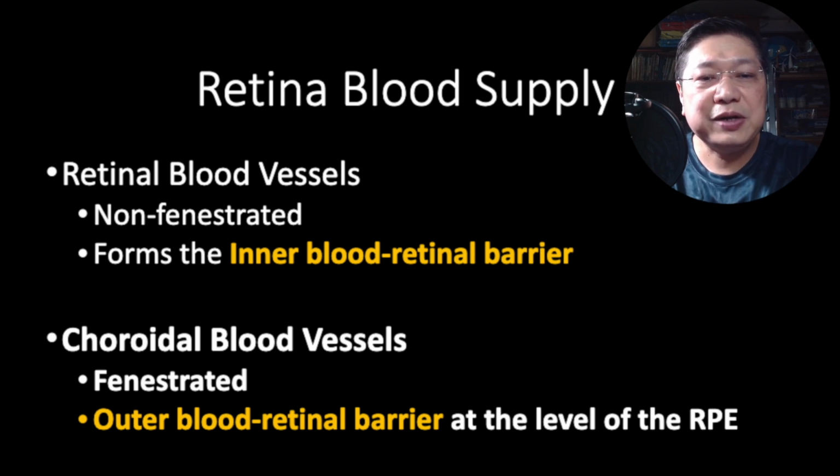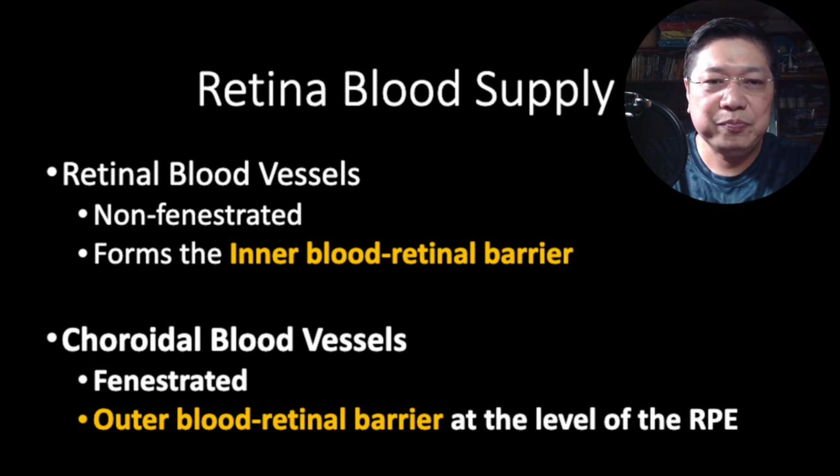The choroidal blood vessels are basically the outer blood retinal barrier at the level of the retinal pigment epithelium. Choroidal vessels are meant to leak, retinal blood vessels are not.